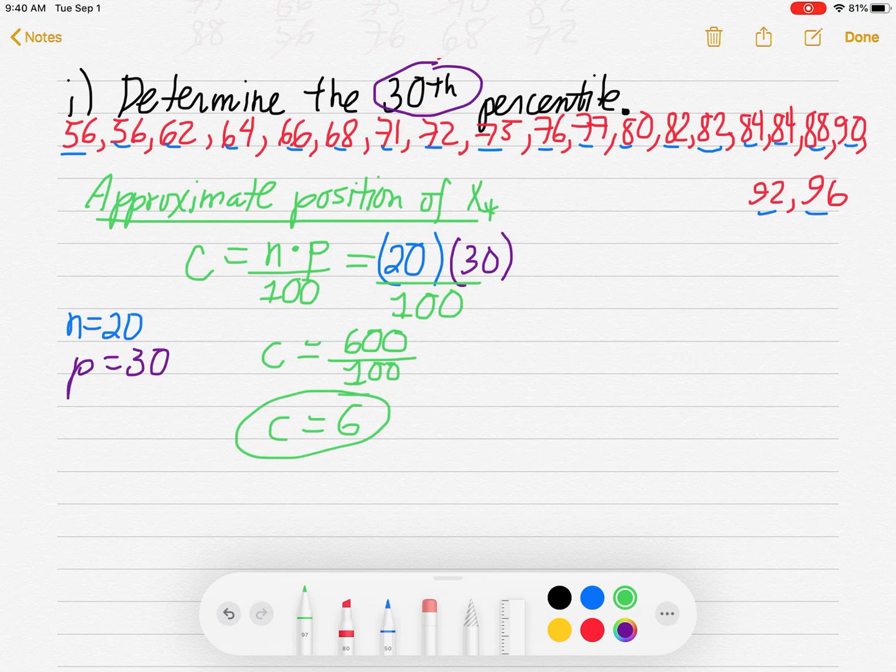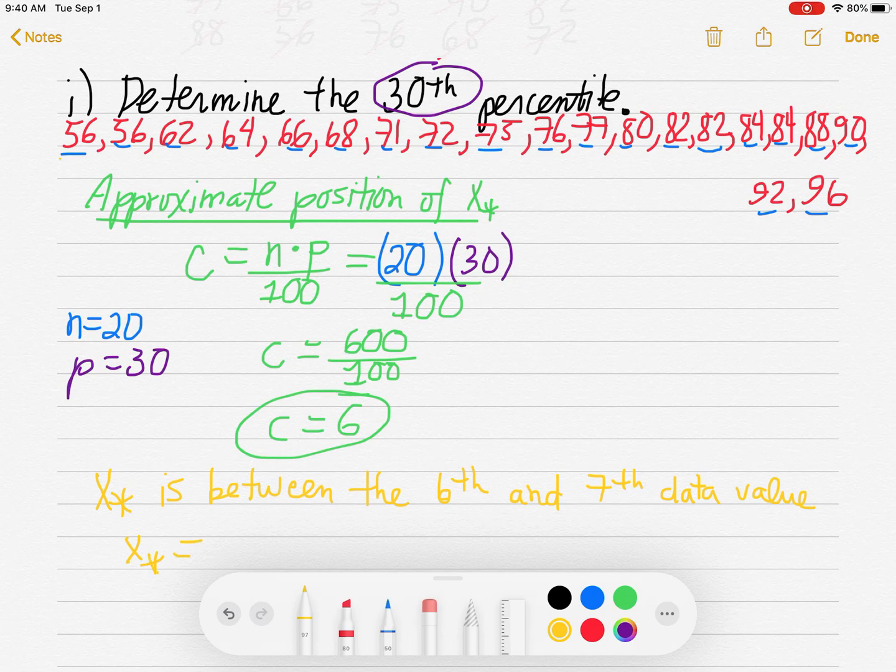Now remember what we said when you land on a whole number. When you land on a whole number, you have to look between the 6th and the 7th. So x lower star is going to be between the 6th and the 7th position. I'll use yellow. X star is between the 6th and 7th data value. Halfway between.